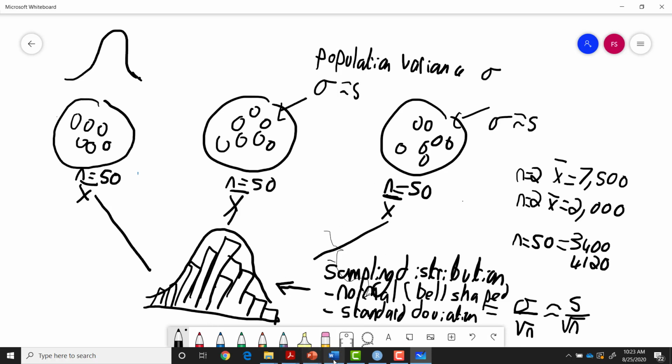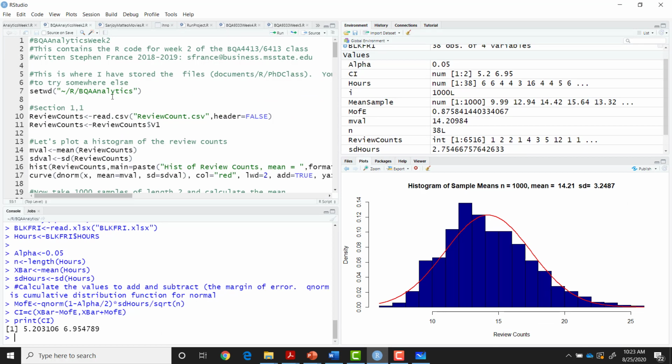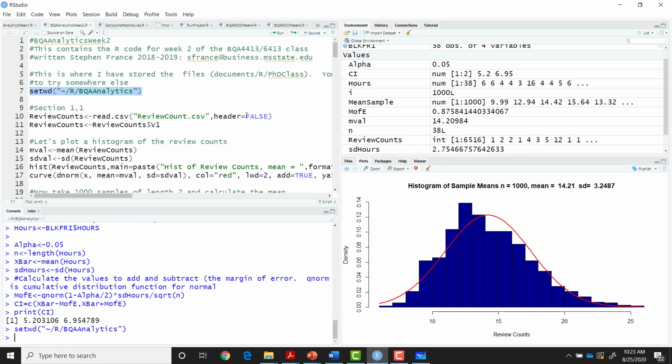Okay, so let's demonstrate this now in R. This is in the notes, but I'll go through it from the code. We're loading in some information. Again, as a reminder, put each of my week codes in whatever your working directory is. Mine's BQA Analytics.